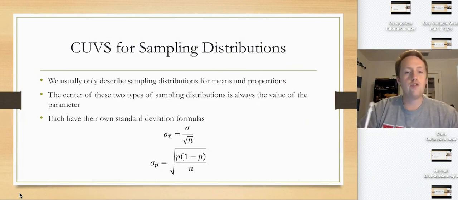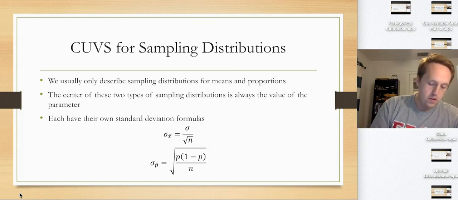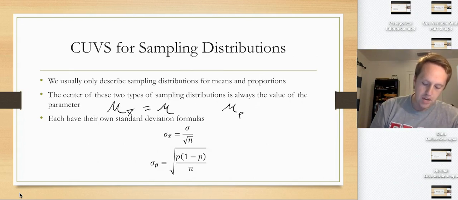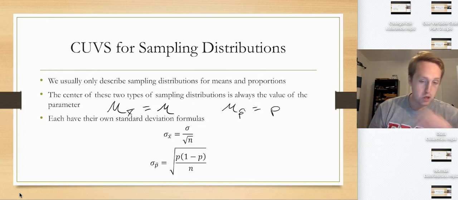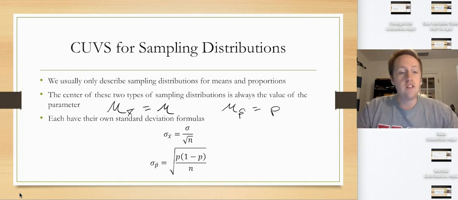So we usually only describe sampling distributions for means and proportions. The centers of these will always be the value of the parameter. So the mean of x bar should be equal to the real mean. The mean of p hat should be equal to the real proportion. Each of those have their own standard deviation formulas, which I wrote right there.